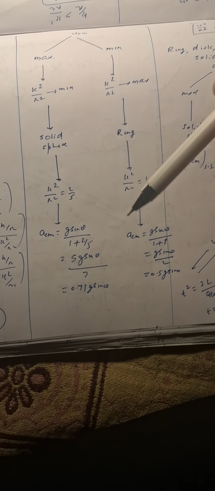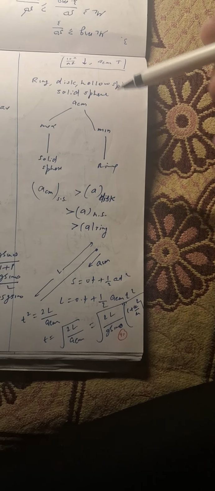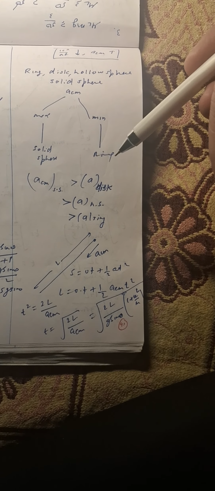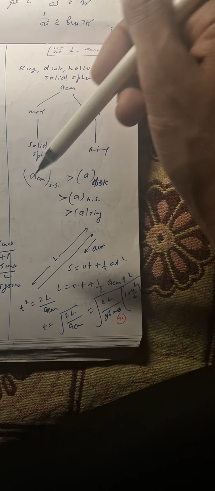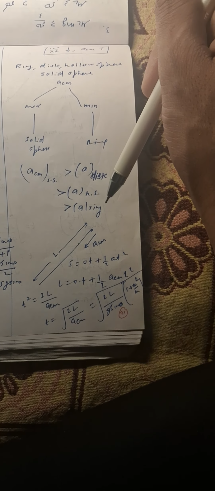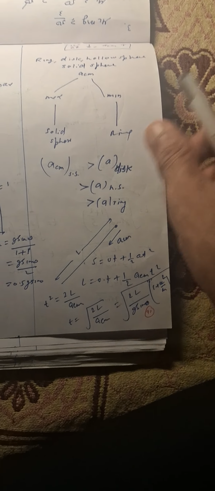And then we have the concept of pure rolling on an inclined plane, calculations of ACM. Then calculations of maxima minima analysis of ACM. Then maxima minima calculation and its variation for solid sphere, disk, hollow sphere and ring, and calculation of time period.